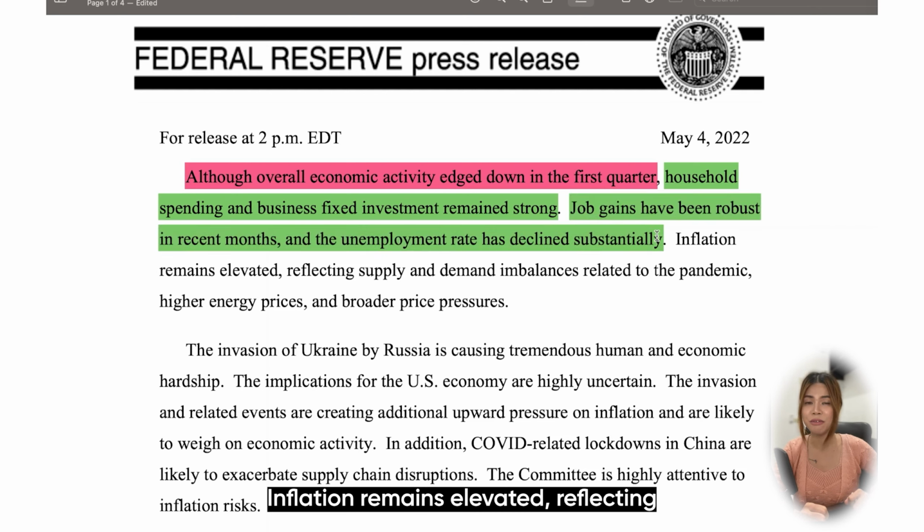Inflation remains elevated, reflecting supply and demand imbalances related to the pandemic, higher energy prices, and broader price pressures. Bad news for the common people, but again, high inflation will push the Fed to increase rates again. Therefore, this is a positive thing for the USD.